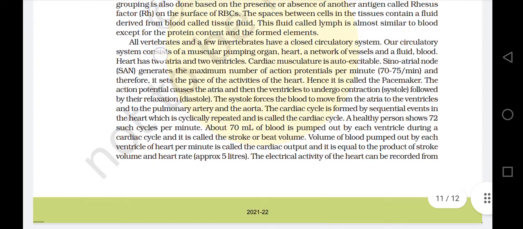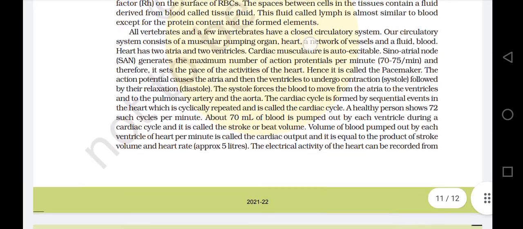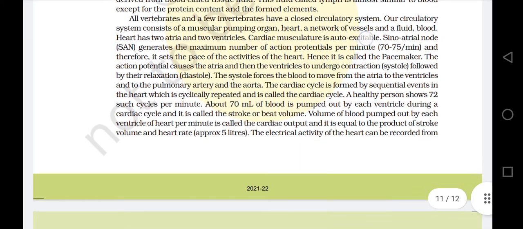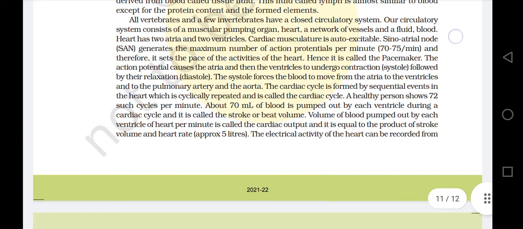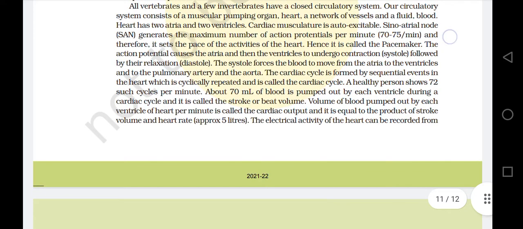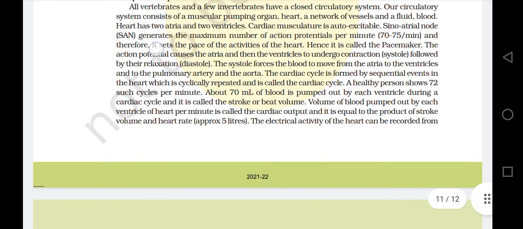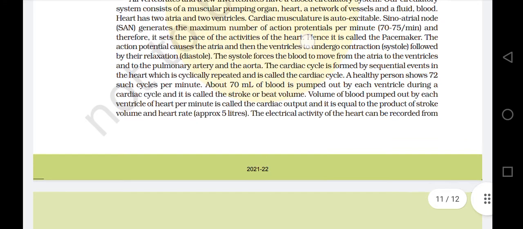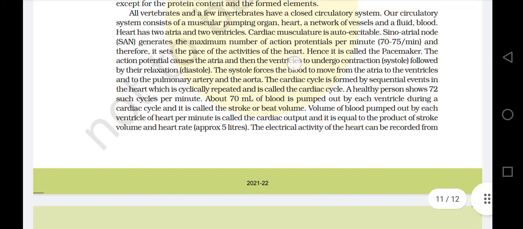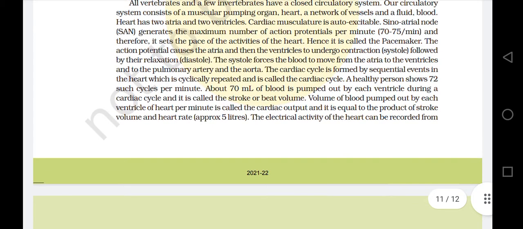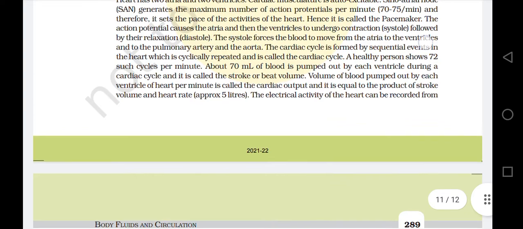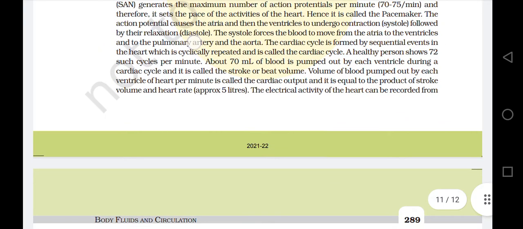Our circulatory system consists of a muscular pumping organ, the heart, a network of vessels, and a fluid, blood. The heart has two atria and two ventricles. Cardiac musculature is auto-excitable. The sinoatrial node, SAN, generates the maximum number of action potentials per minute, 70 to 75 per minute, and therefore it sets the pace of activities of the heart. Hence, it is called the pacemaker. The action potential causes the atria and then the ventricles to undergo contraction, systole, followed by their relaxation, diastole. The systole forces the blood to move from the atria to the ventricles, and then to the pulmonary artery and the aorta.